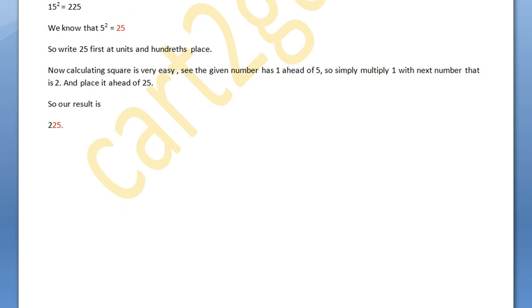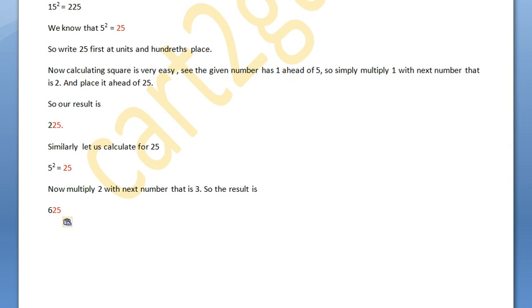I will repeat it once again. You can see that the number here is 25. Place this number in the units and hundreds place, and then multiply this 1 with its next number, which is 2. So 2 into 1 is 2. So place that 2 ahead of this 25.